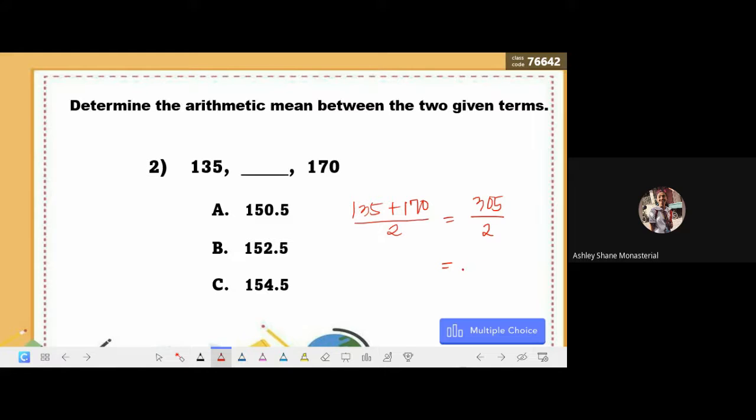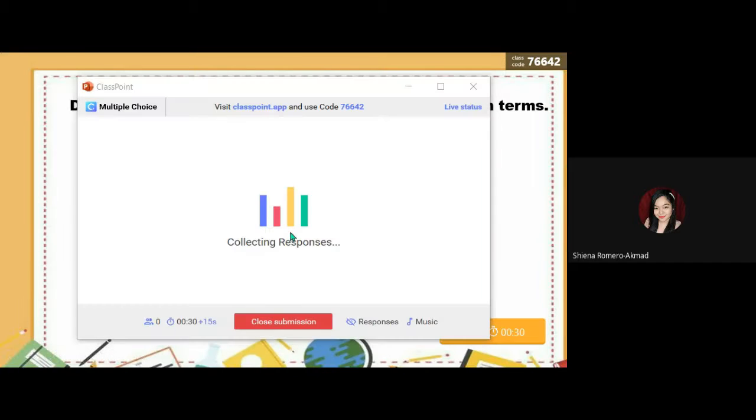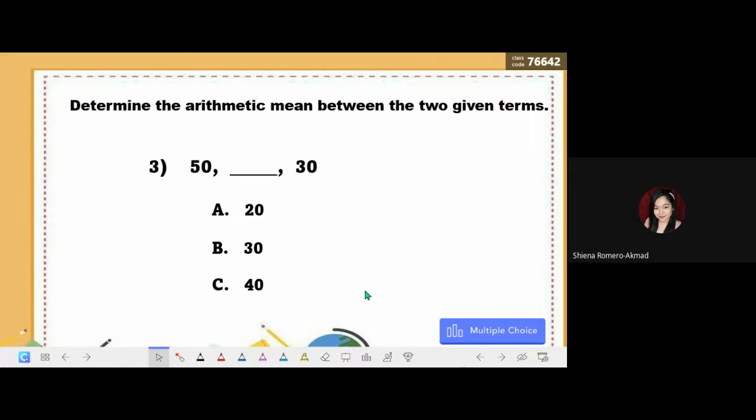Equals 152.5. Okay, next. What does the arithmetic mean? The answers you saw in the video. Charis? Okay. Letter C po. Letter C. 30, 40, 50. Next.